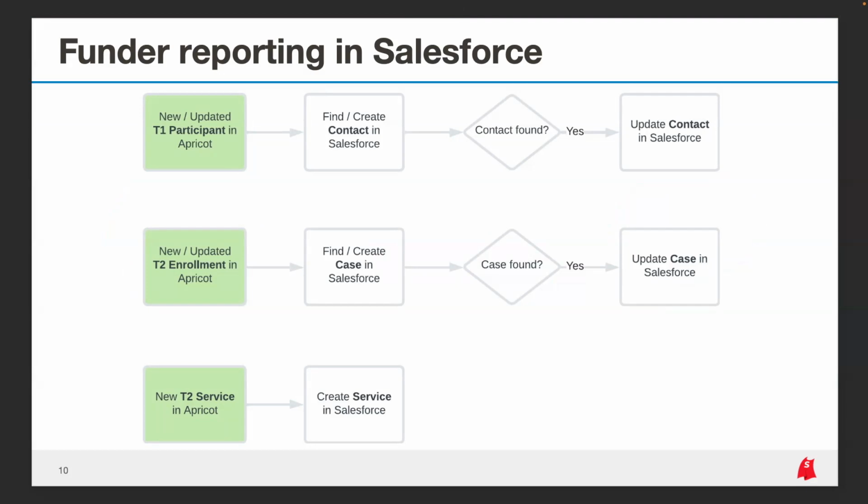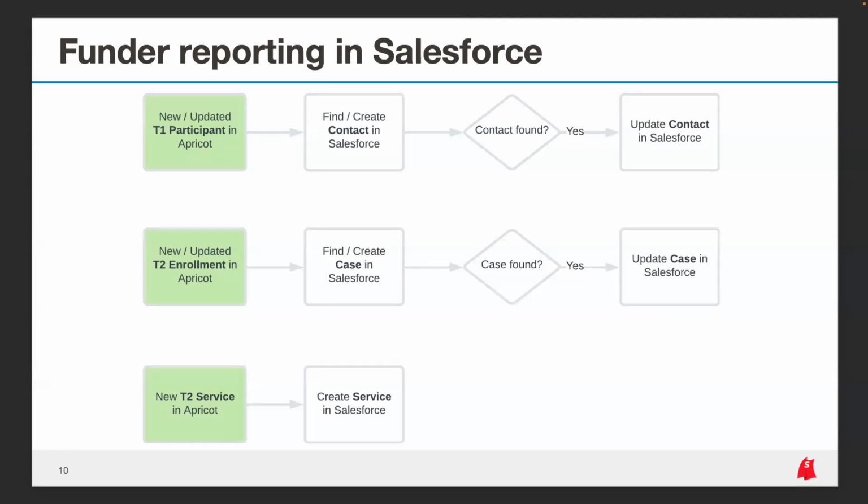This client solution had 3 primary flows. First, for each new or update to an existing Tier 1 participant in Apricot, the flow searches for an existing contact in Salesforce by the Tier 1 participant record ID. If an existing contact is not found, a new one is created. If an existing contact was found, it'll be updated.